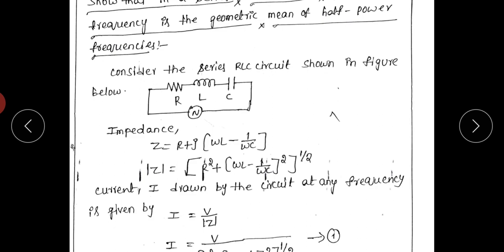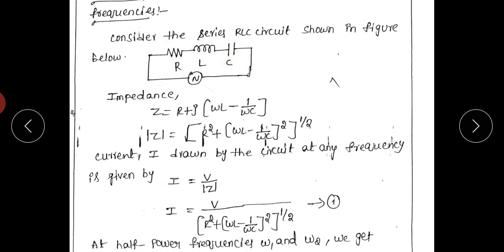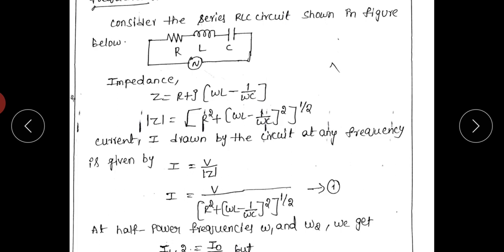First consider the series RLC circuit as shown in the figure. Here R, L, C are connected in series and the supply voltage is AC. We know that in a series RLC circuit, impedance Z equals R plus j(XL minus XC). XL equals omega L, XC equals 1 by omega C. Modulus of Z equals square root of R squared plus (omega L minus 1 by omega C) whole squared, or [R squared plus (omega L minus 1 by omega C) squared] to the power 1 by 2.